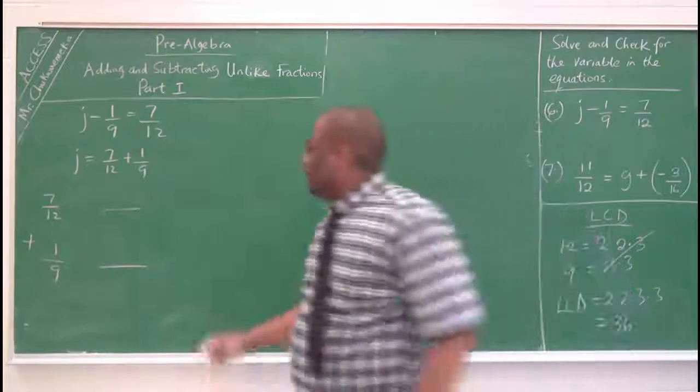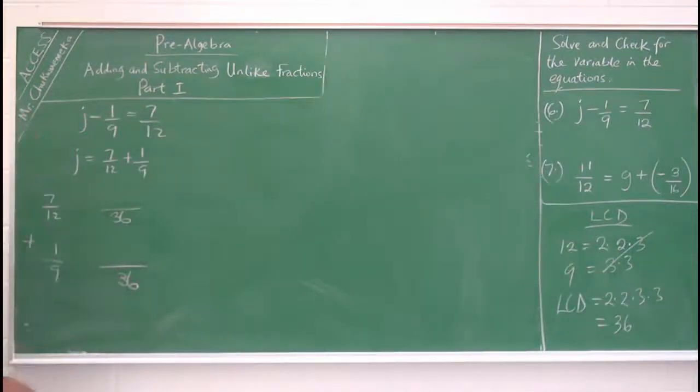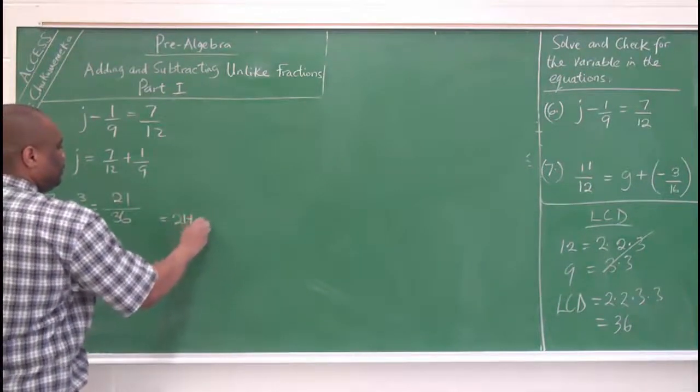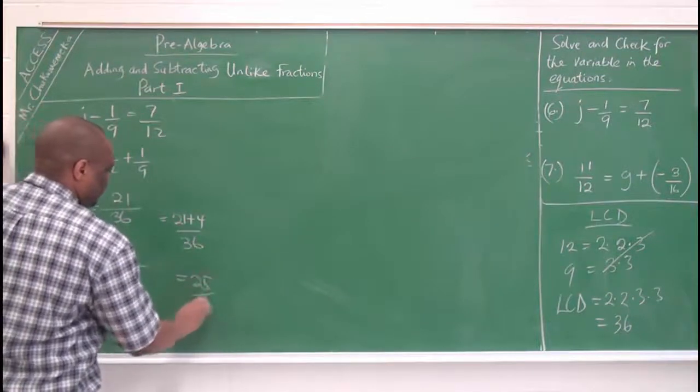Okay? Now we come over here. This is 36. 12 times 3 is 36. 7 times 3 is 21. 9 times 4 is 36. 1 times 4 is 4. Okay, that's the equivalent fractions. So this will be 21 plus 4 over 36. And that will give us 25 over 36.